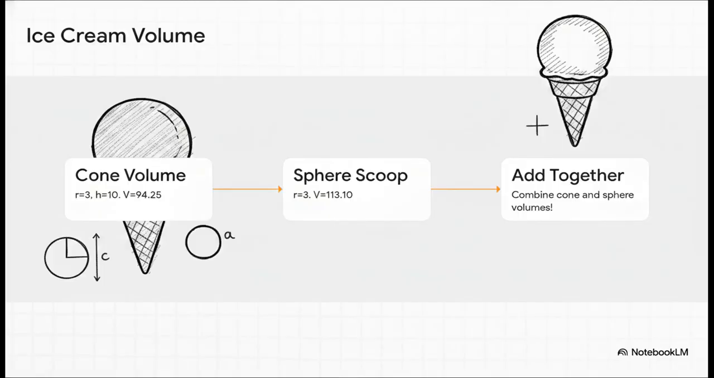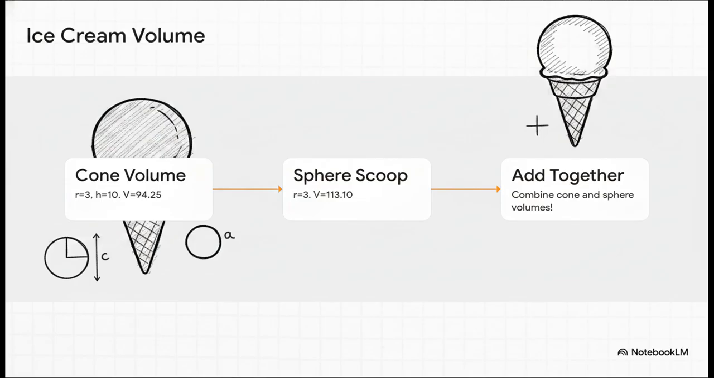Step 1, we look at the cone. Let's say it has a radius of 3 centimeters and a height of 10 centimeters. Our formula is 1/3 times pi times radius squared times height. So 1/3 times pi times 9 times 10. Well, that gives us 30 pi, which is roughly 94.25.